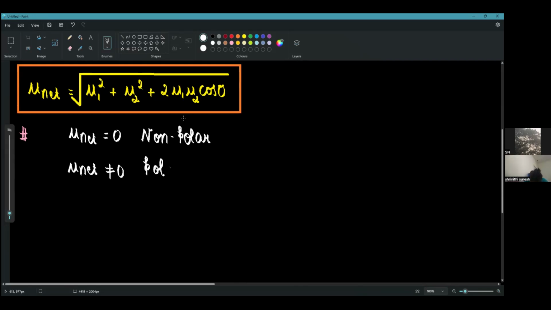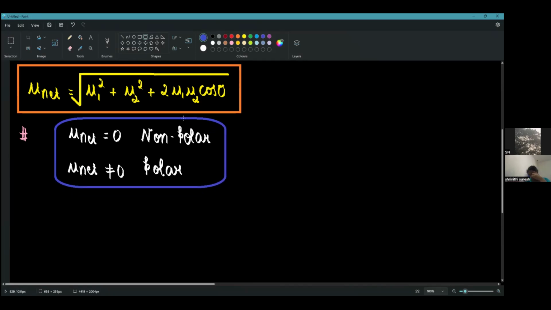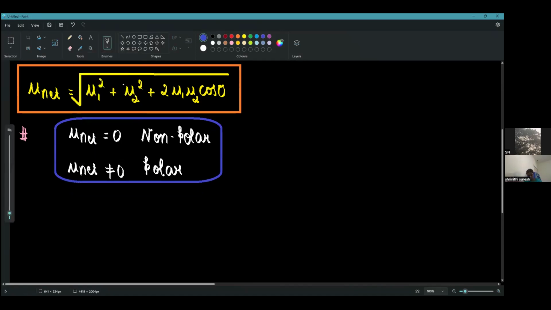polar in nature. So in short, if you want to know whether the molecule is polar or non-polar, you have to find the net dipole moment. If the net dipole moment is zero, you will say that the molecule is non-polar. Simple. But if the net dipole moment is non-zero, if it is having some value, then you will say that it is having a polar nature. Got it? Yes, sir.